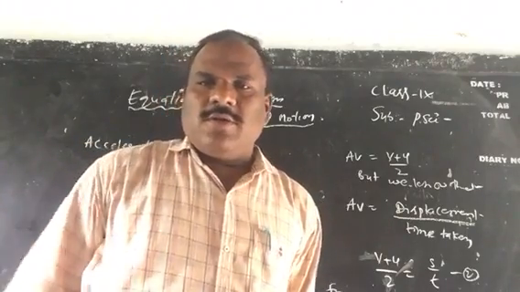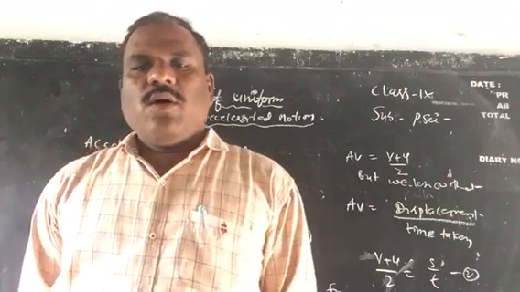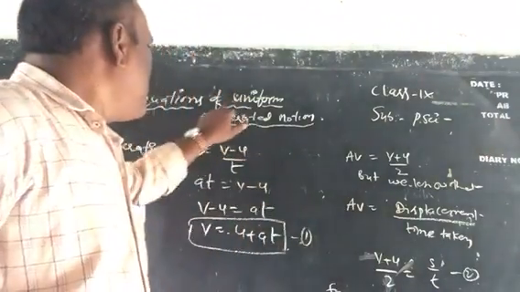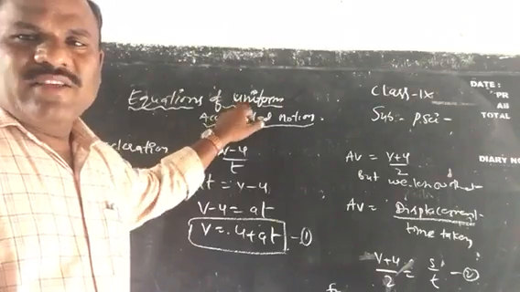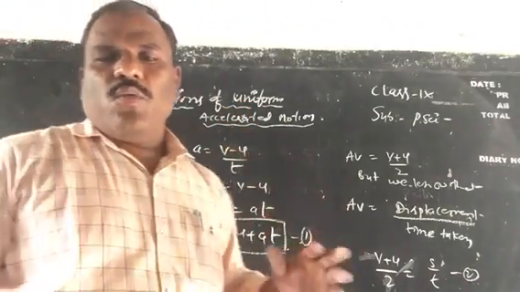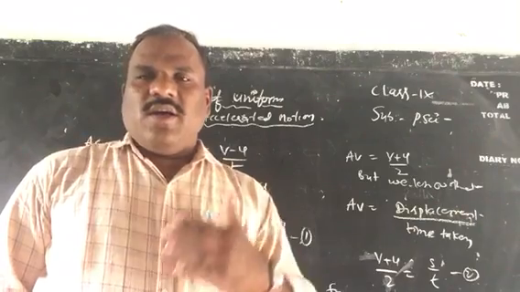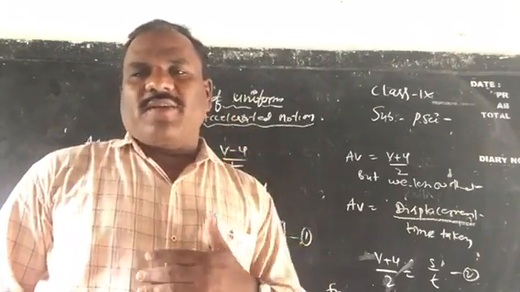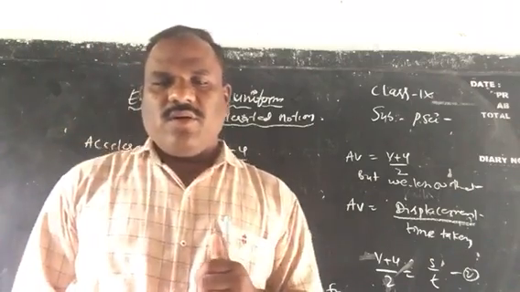So good morning students. Today in this session I am going to explain about equations of uniform motion, uniform acceleration. Children, already I told you what is uniform motion. Uniform motion means a body is said to be in uniform motion if it travels equal distances in equal intervals of time.